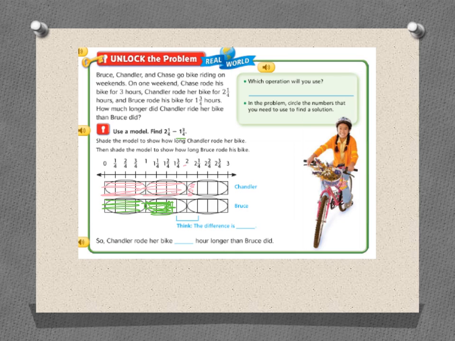Now we can look at it and compare. It says, Chandler rode her bike blank hours longer than Bruce. Well, I can look here and I see 1/3, 2/3. So the difference is 2/3. And Chandler rode her bike 2/3 hours longer than Bruce.